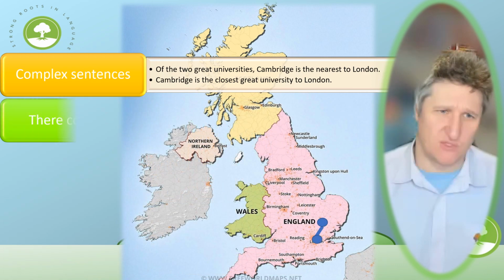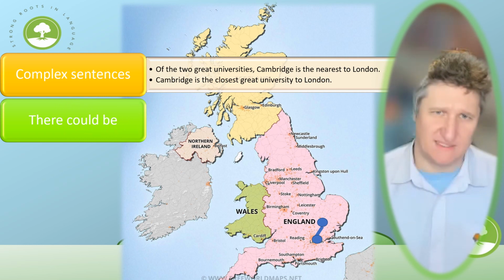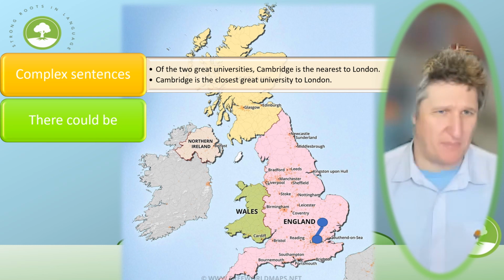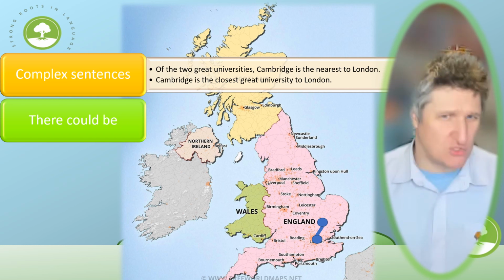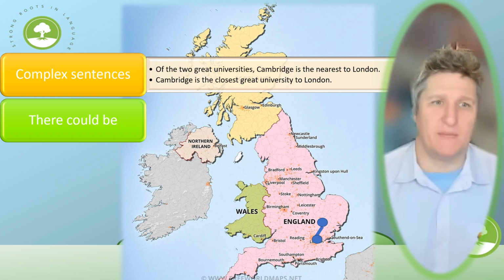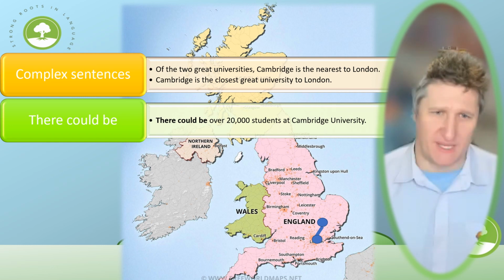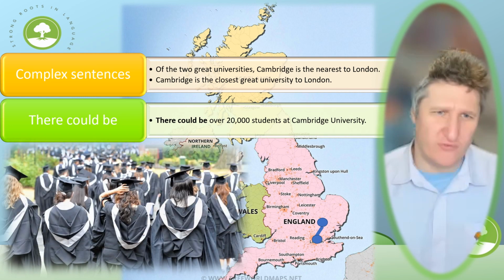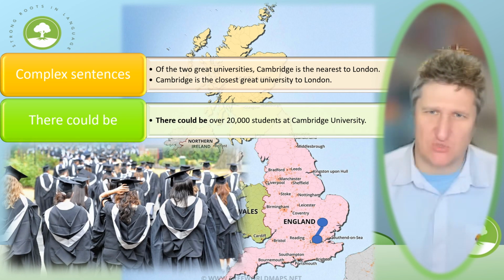Next, we turn to there is, there are. You should be able to use this structure in every tense, but at level 2, you should also be able to use it with modal verbs of possibility. For example, there could be, there should be. There could be over 20,000 students at Cambridge University.